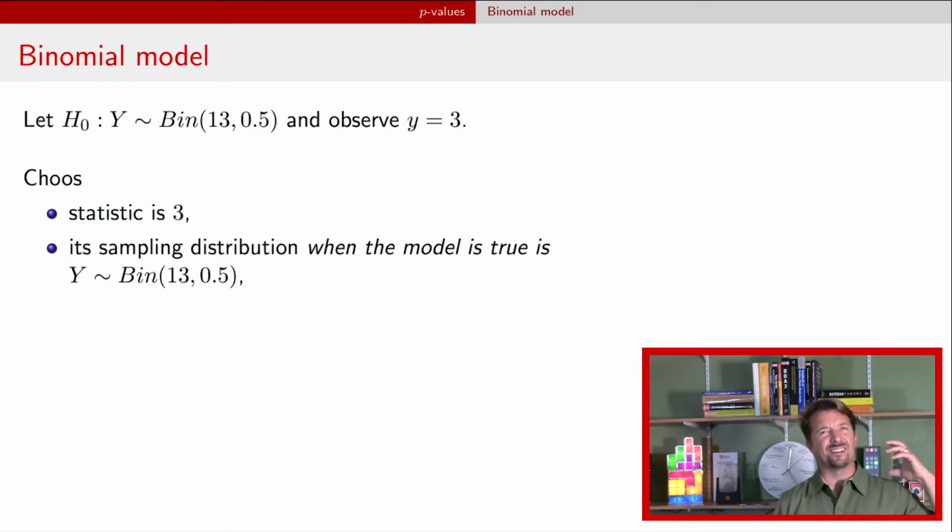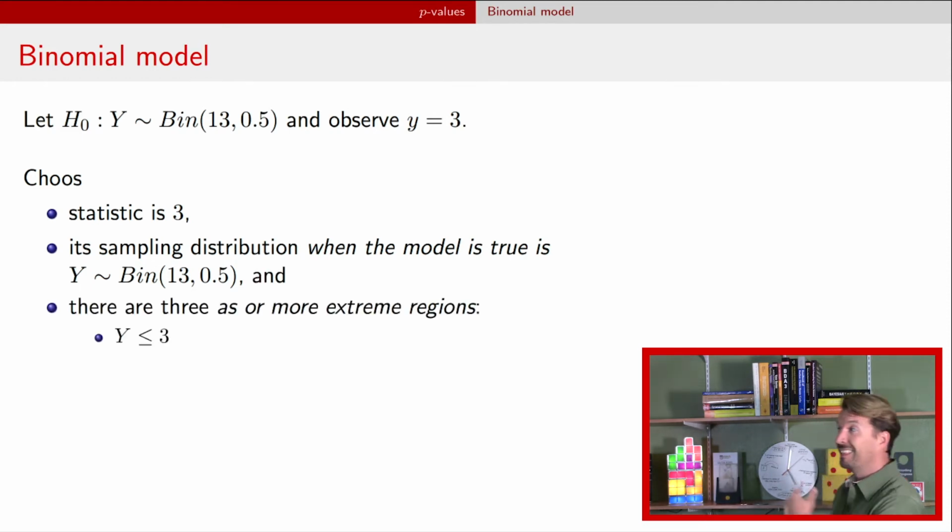All right, so then let's talk about the as or more extreme regions, because that's where it sort of gets a bit confusing. But generally there are 3 different as or more extreme regions. The first 2 are pretty straightforward. The first one is that you can be less than the statistic. So we'll talk about our statistic, the number of successes. What's the probability that it, if this model was true, was going to be less than or equal to 3?